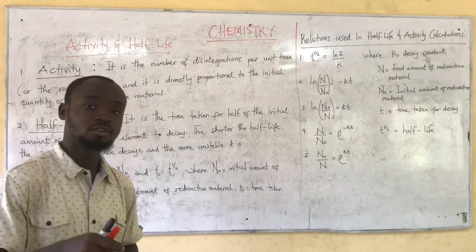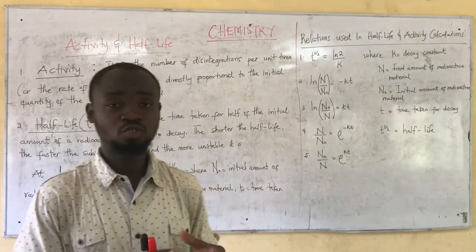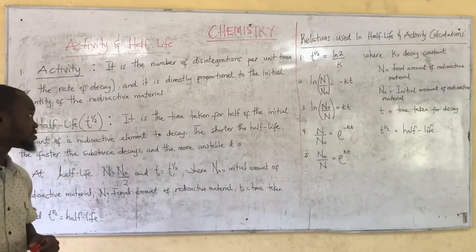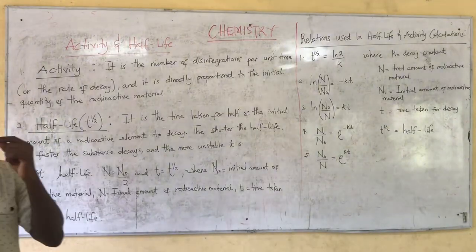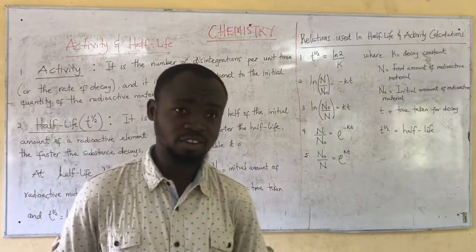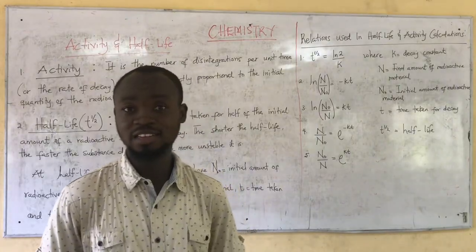We'll be going into detail in the lesson on activity and the decay law. So over here, just an overview. Activity is the number of disintegrations per unit time. Activity is measured using what we call the Geiger Muller counter. That is activity.